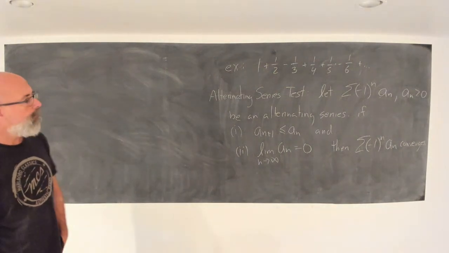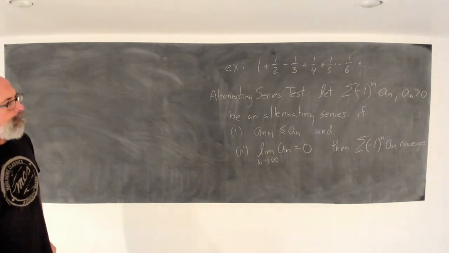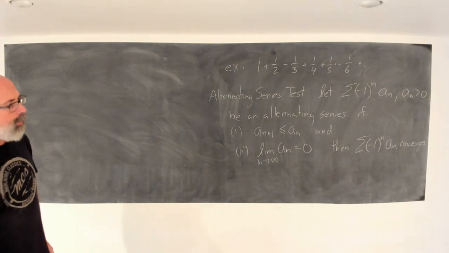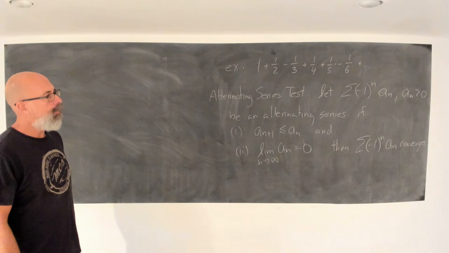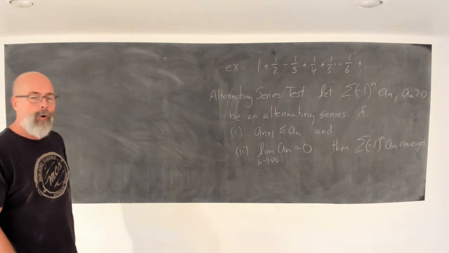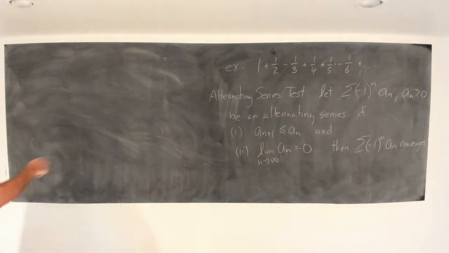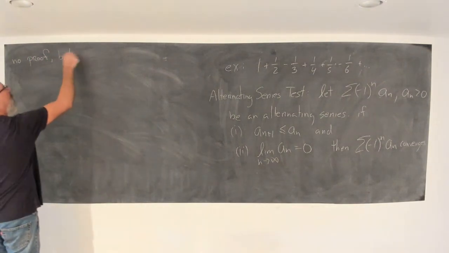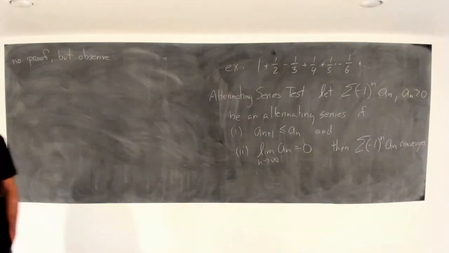Questions? I'm going to offer this without proof. The proof is a bit technical, so we're not going to worry too much about it. What we will do, however, is observe that alternating series can be approximated quite easily. So no proof, but consider this.